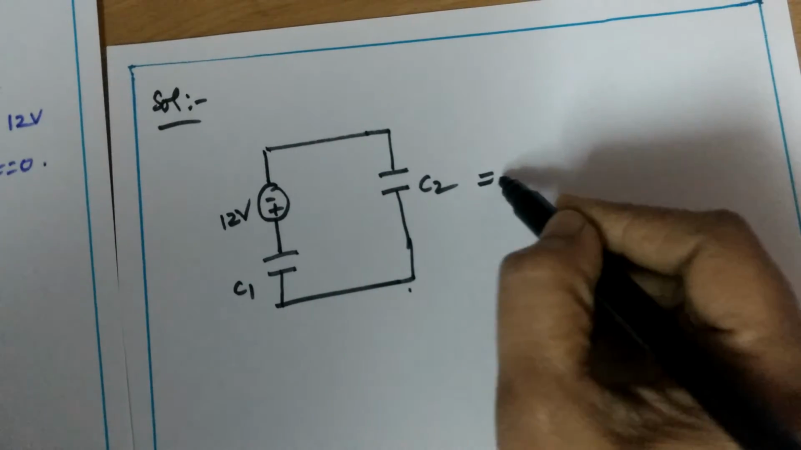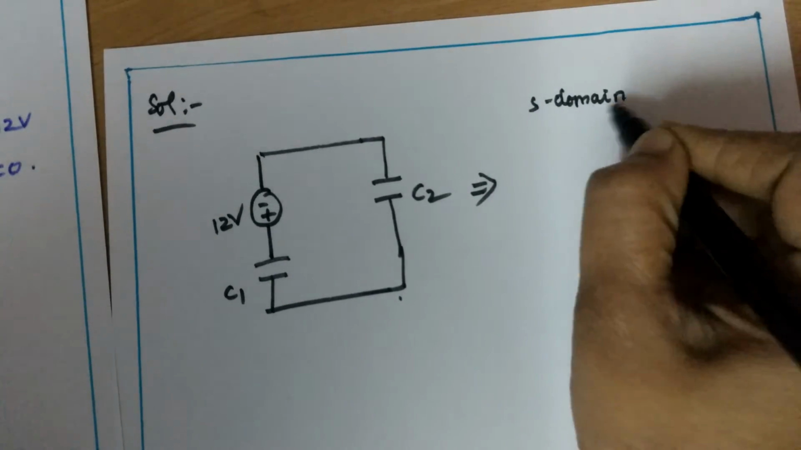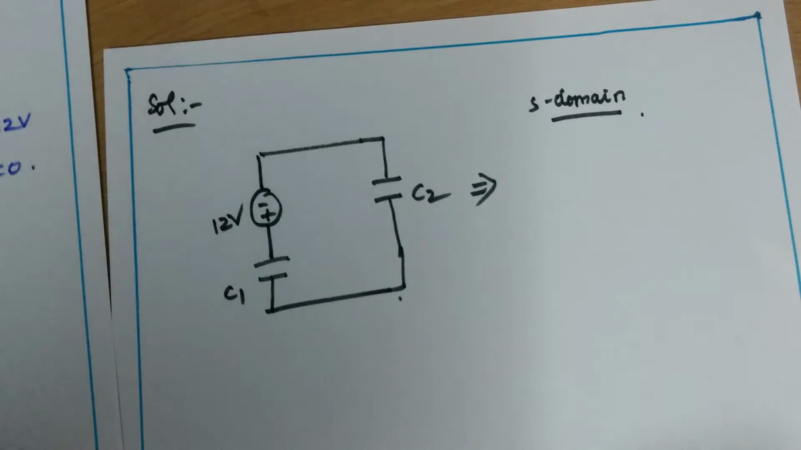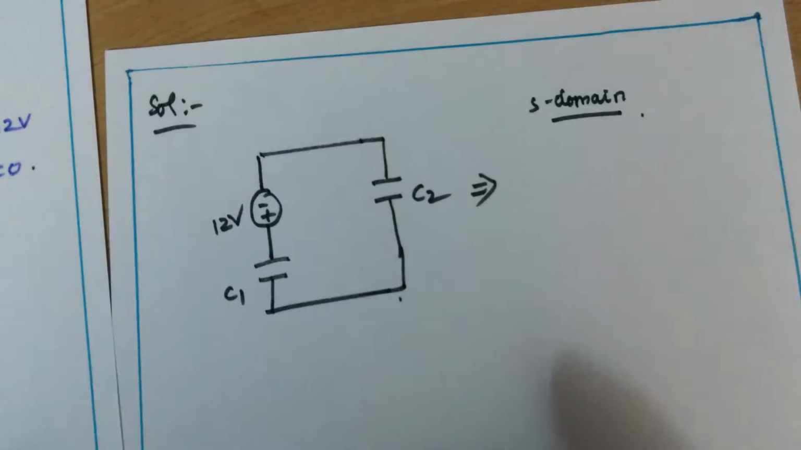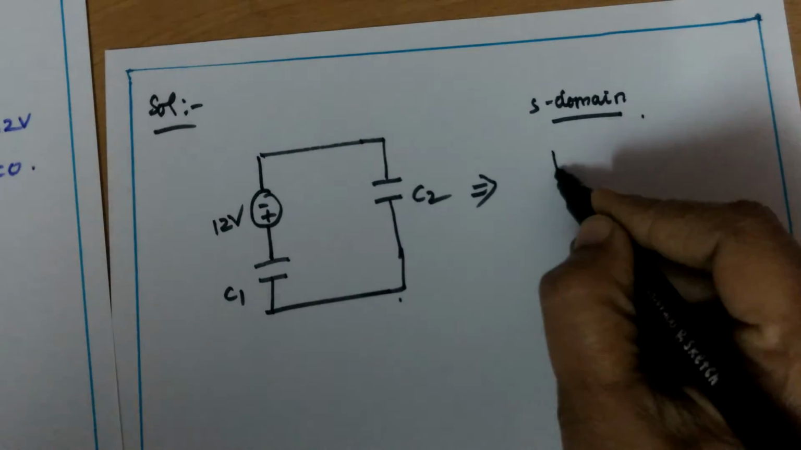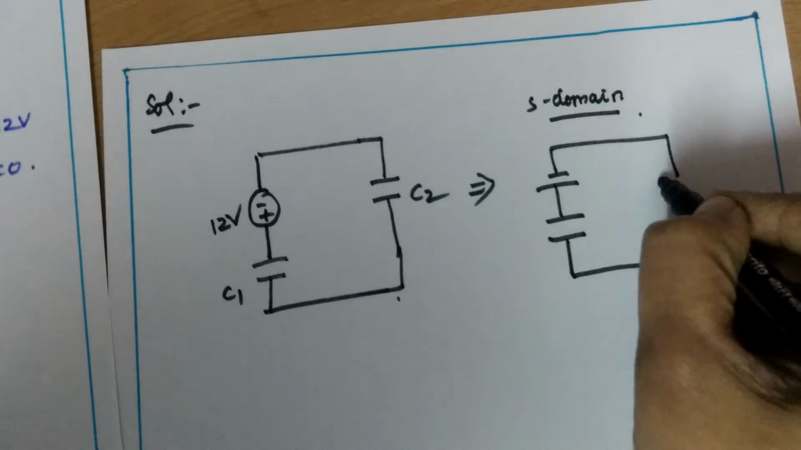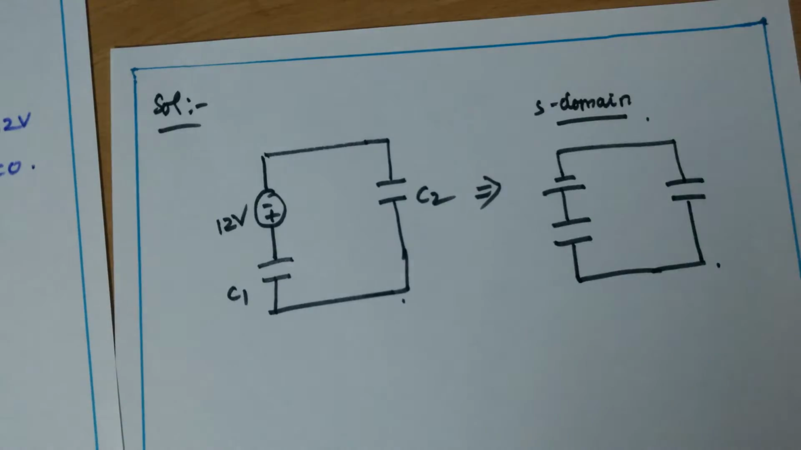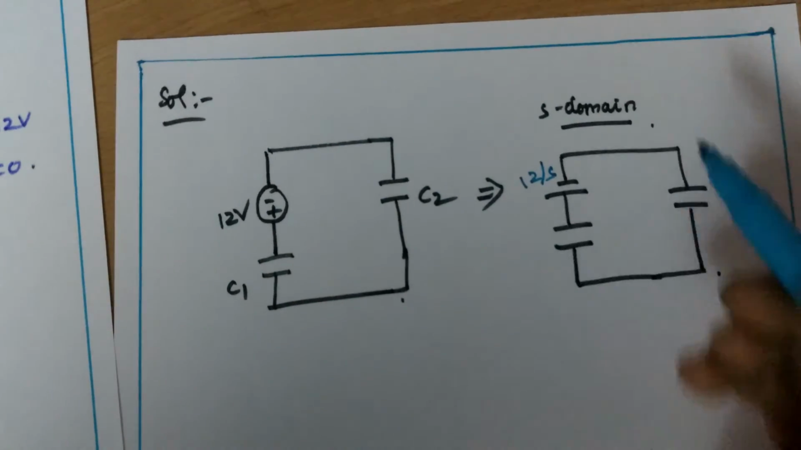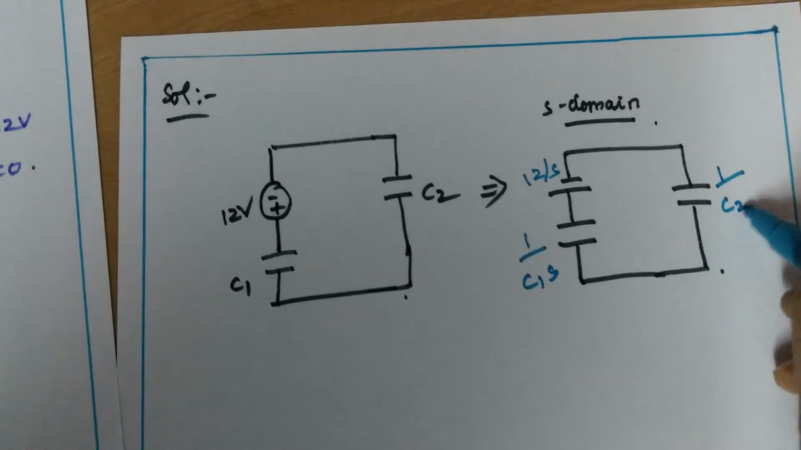This can be converted into S domain network first, because we have to find the current I of t for all t. So first we can convert into S domain network. Then after finding the equation we can take the inverse Laplace transform. Okay. So after converting, this will become 12 by S for the voltage, and this is 1 by C1 S, and this is 1 by C2 S.